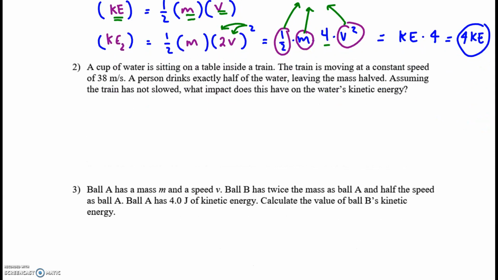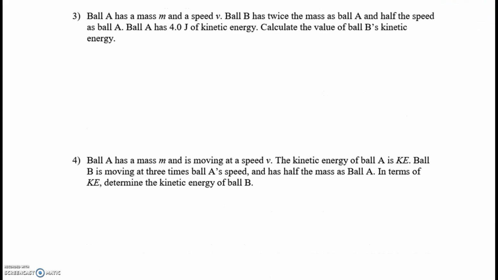Let's see another example. We're going to skip down to number 3. Ball A has a mass m and a speed v. Look down here. Ball A has 4 joules of kinetic energy. Okay, let me just deal with ball A right now. A's kinetic energy is equal to 1/2 times A's mass times A's speed squared. What did they tell us to call the mass of A? Oh yeah, m. And what are we calling the speed? Just v. That kinetic energy for ball A is 4 joules.